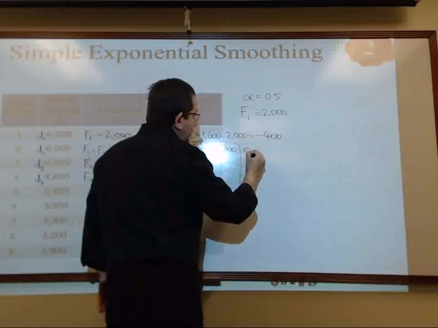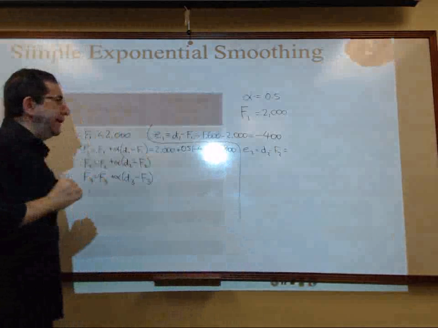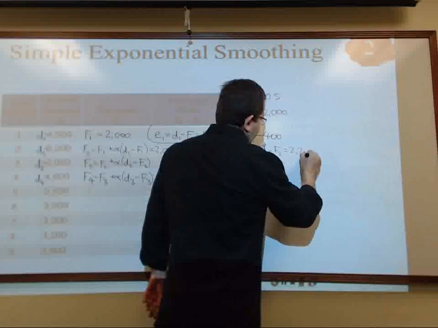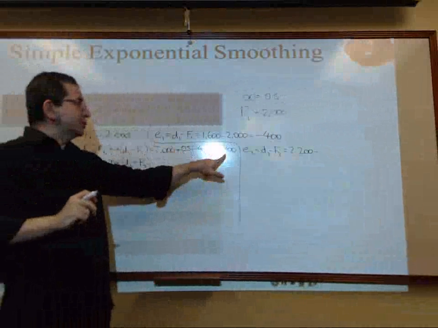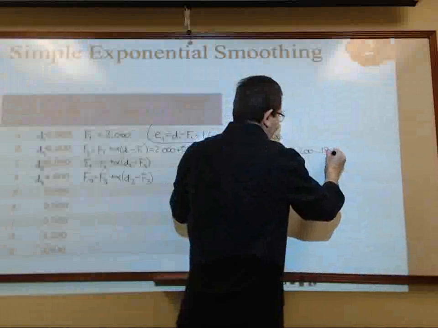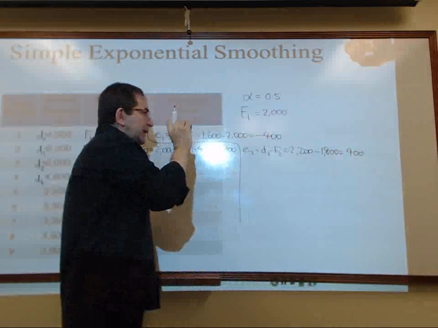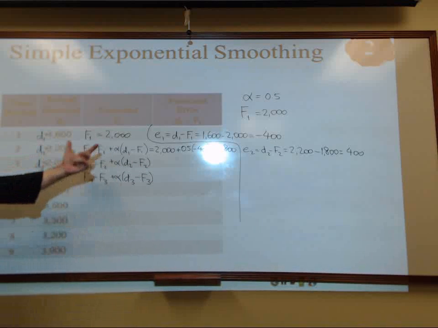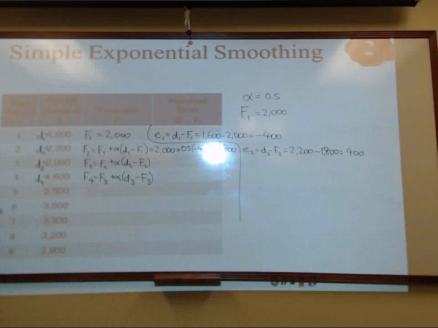Okay, so error 2 will be D2 minus F2. Okay, so D2 is 2,200, and F2 equals 1,800. And now the forecast error is 400. It's a positive number, just as we expected, because we were below the actual. We were too low, so we need to bring up the forecast for the next period.